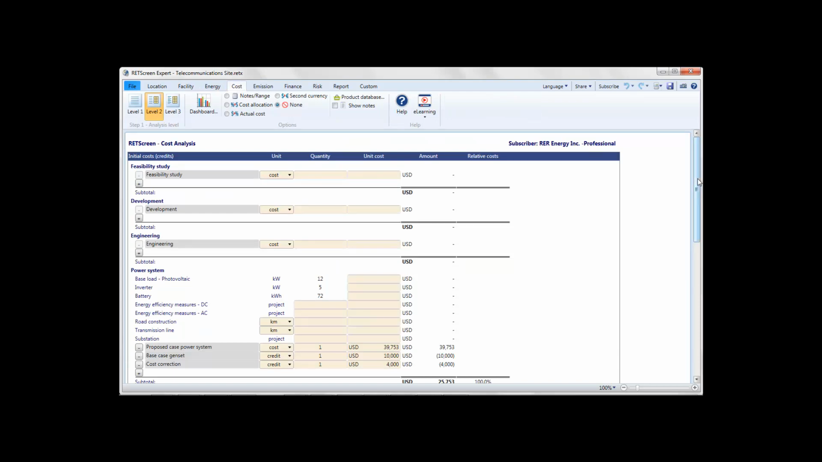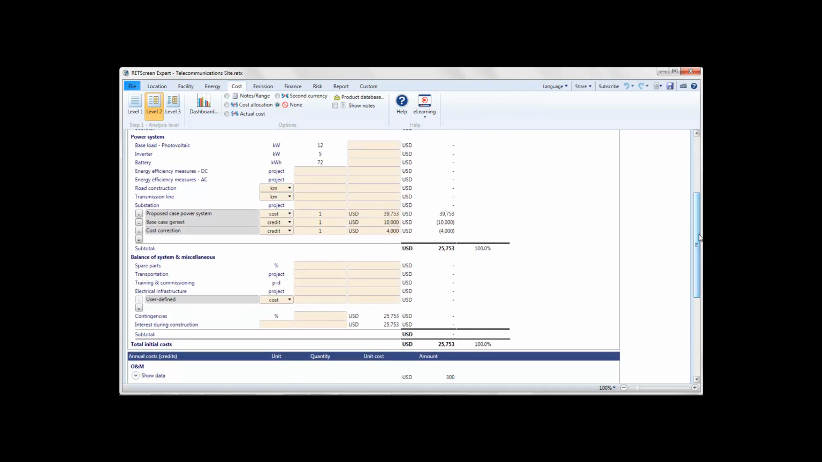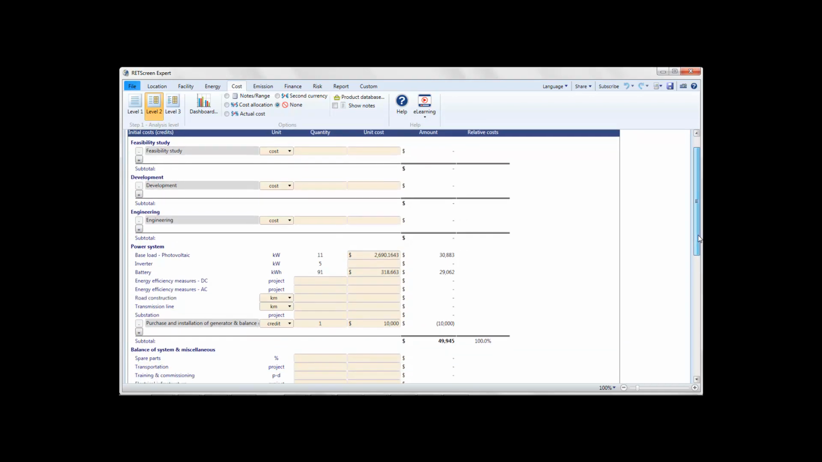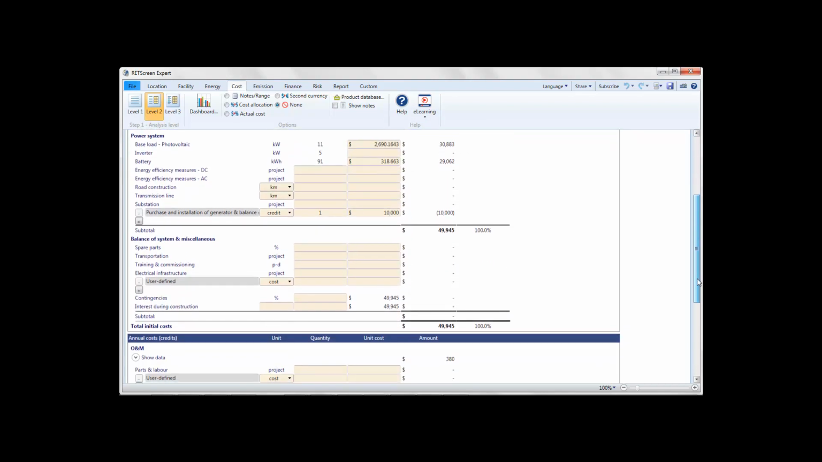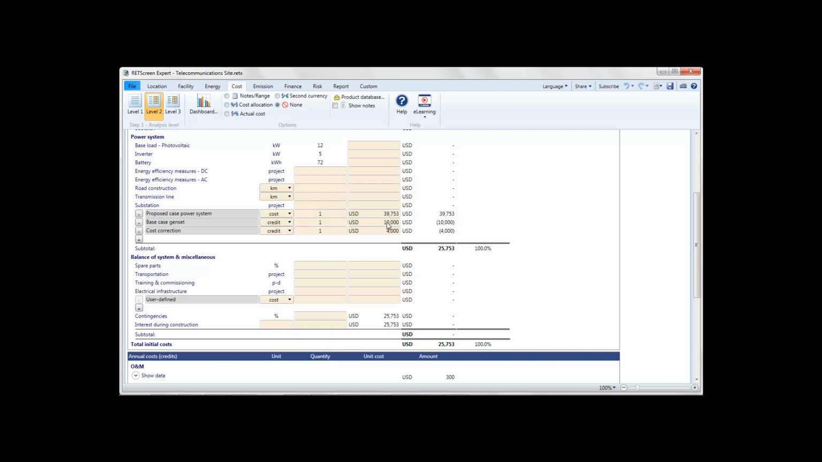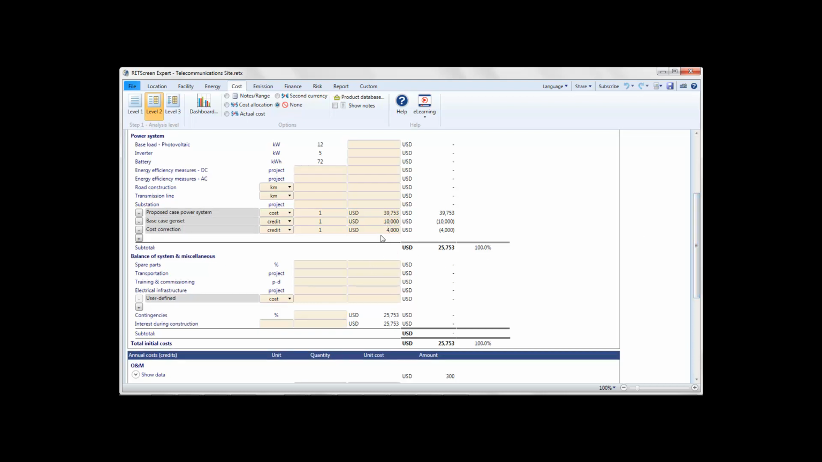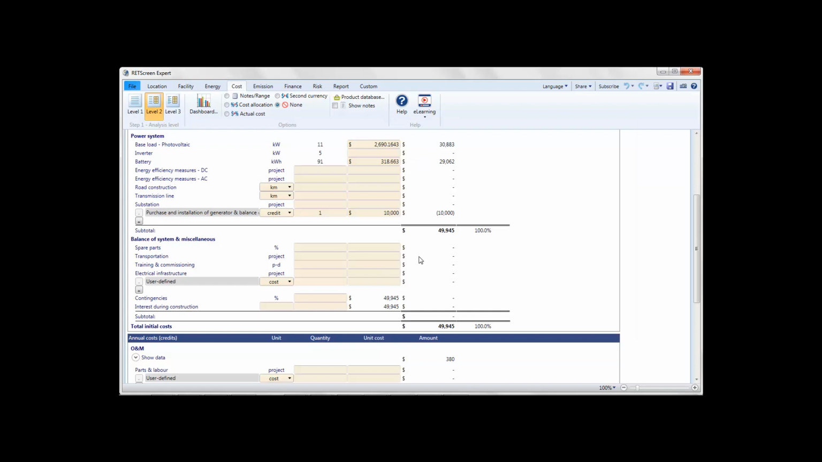So looking at the initial costs here for the virtual energy analyzer, we see that there's those initial costs for the baseload photovoltaic system and the battery, and it's put in a credit of $10,000 for the purchase of the diesel-fired genset in the base case. We have that same credit here. Here's this cost correction. Let's take that out so we can compare our original analysis with the virtual energy analyzer.